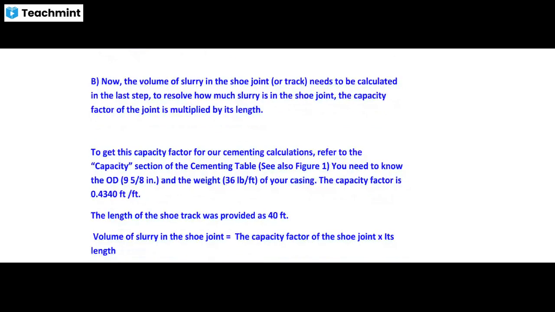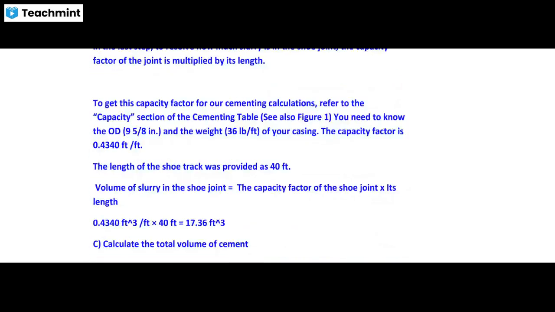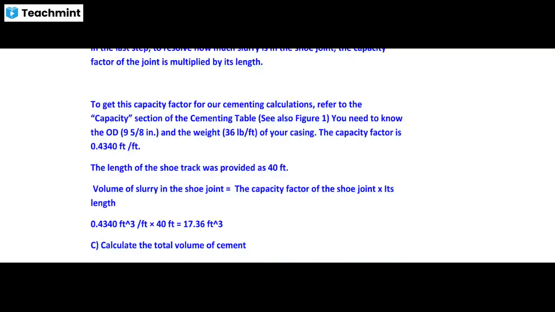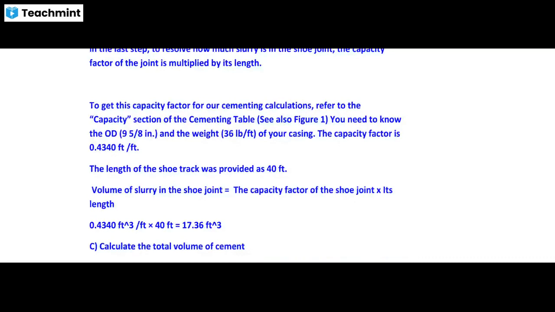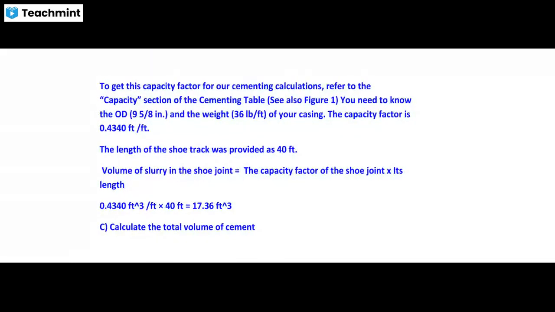So now we'll see here the length of the shoe track was 40 feet. Therefore the volume of slurry in the shoe joint equals the capacity factor of the shoe joint times its length. So you have 0.4340 capacity factor times 40 feet, and you get 17.36 cubic feet. So this is your volume of the slurry in the shoe joint.